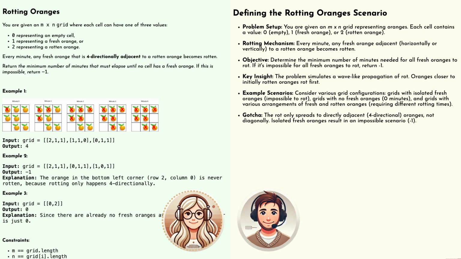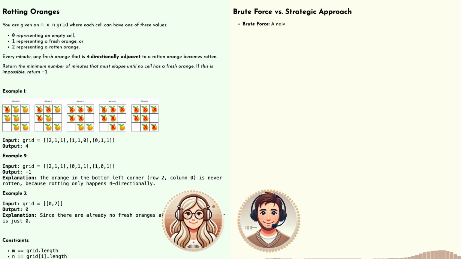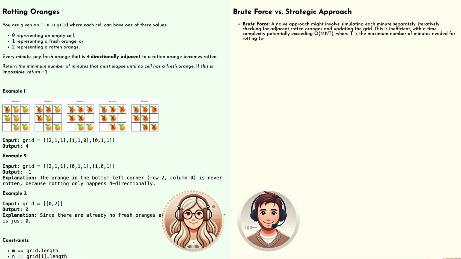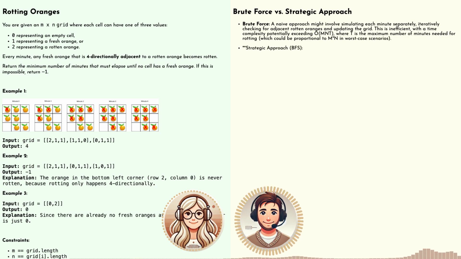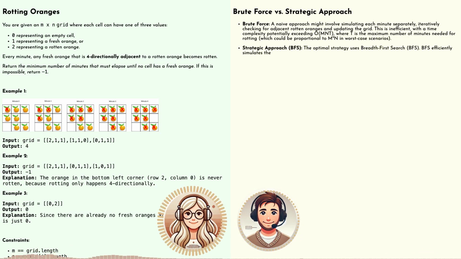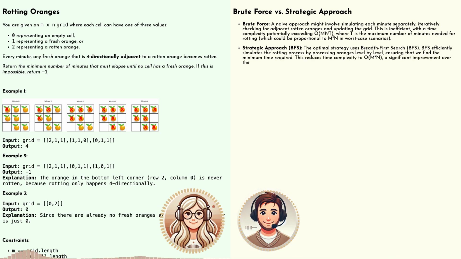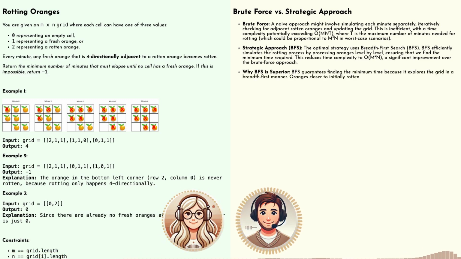Precisely. Now, before we dive into the best way to solve this, let's think about a more brute force approach. Could we just simulate the rotting process step by step and see how long it takes? That's a natural first thought. I think a lot of people would think that way. It seems pretty straightforward. Keep track of which oranges are rotten at each point in time and update the grid accordingly.